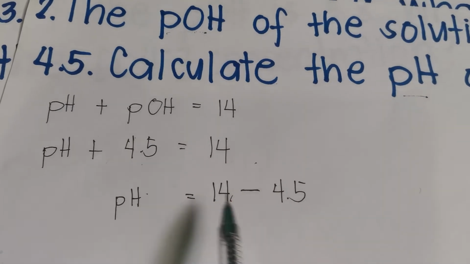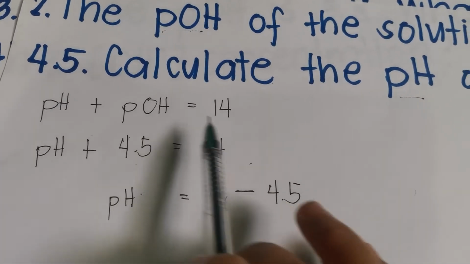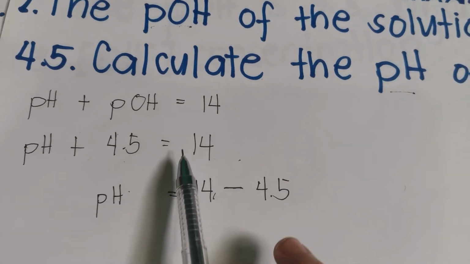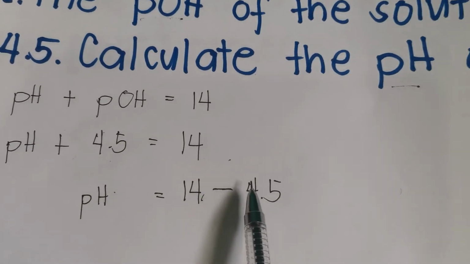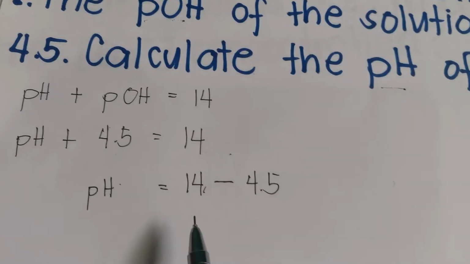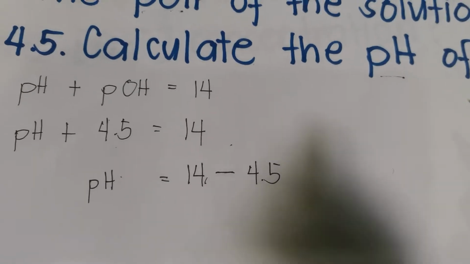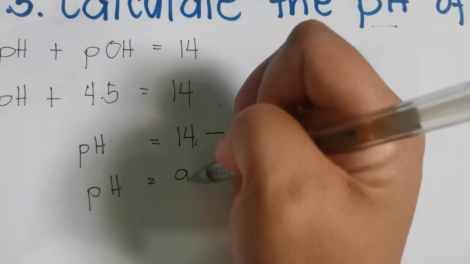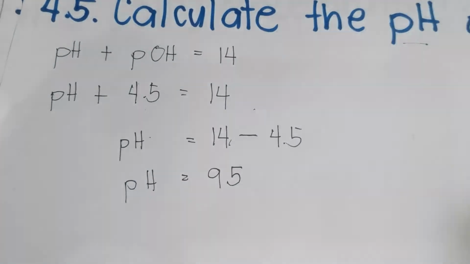So we will have this equation where pH is equal to 14 minus 4.5. The 4.5 came from here, and positive becomes negative since it is transposed to the other side of the equation. After that, let us just subtract 14 minus 4.5. So the answer will be pH is equal to 9.5, as easy as that.